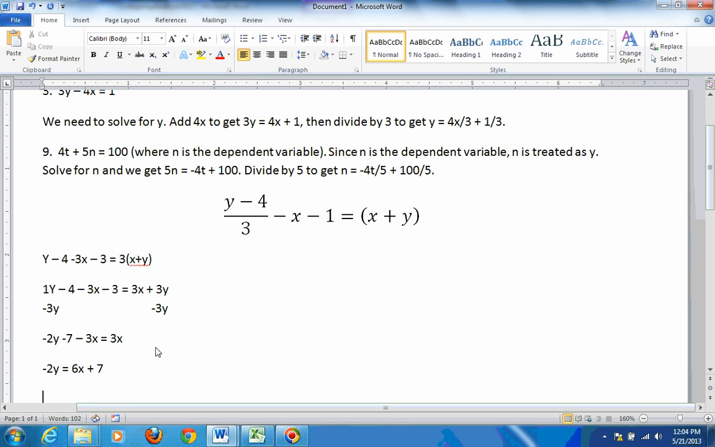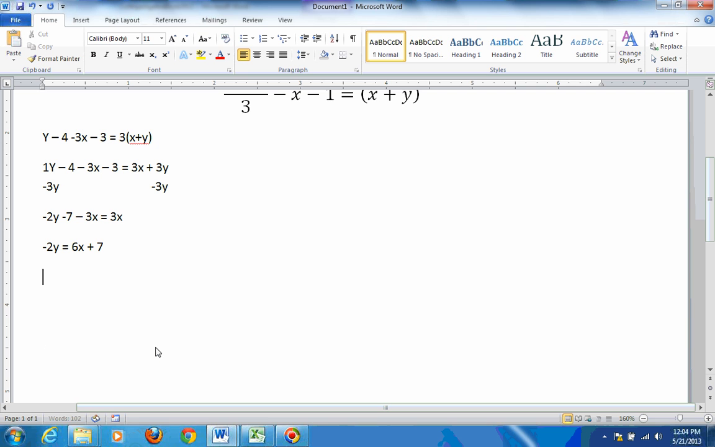And then finally, just divide everything by negative 2. And I get y equals 6x over a negative 2 plus 7 over a negative 2. Now, what does that give me? I can simplify that a little bit. I get y equals 6 divided by negative 2 is negative 3, so it'll be negative 3x, and then plus 7 divided by negative 2, which is a negative 3 halves, so we could say minus 3.5.